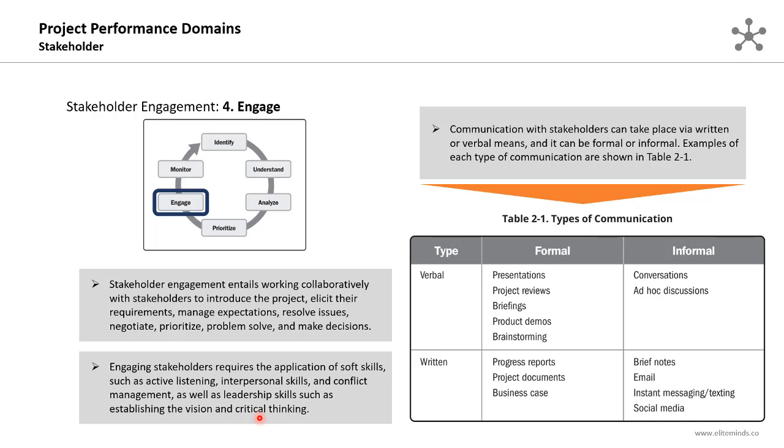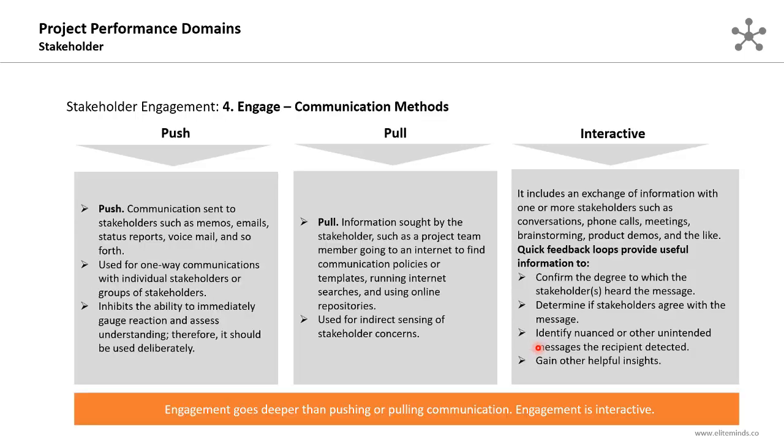Communication with stakeholders can take place via written or verbal means, and it can be formal or informal. Examples of each type of communication: it can be verbal, formal communication like presentations, project reviews, briefings, product demos, and brainstormings. It can be verbal, informal like conversations and ad hoc discussions. It can be written, formal like progress reports, project documents, and business case, or it can be written, informal like brief notes, emails, instant messaging or texting, and social media. All these are types of communications you can use to deal with the project stakeholders.